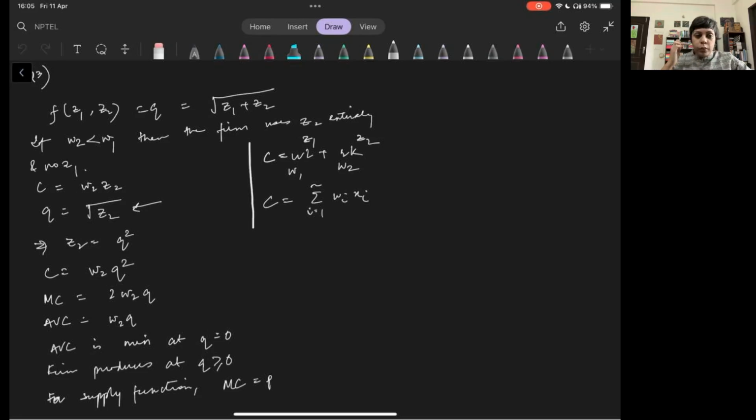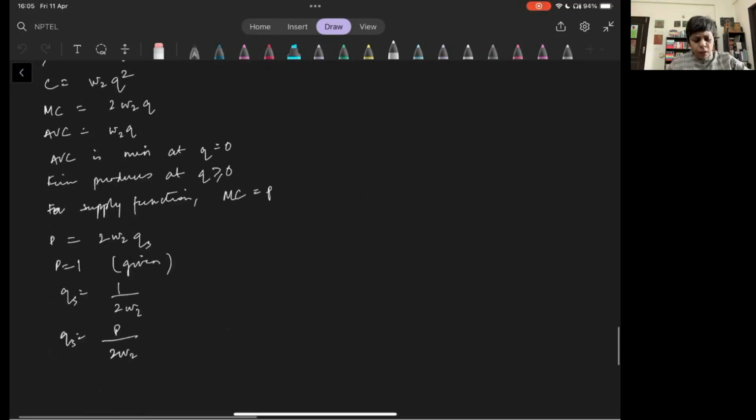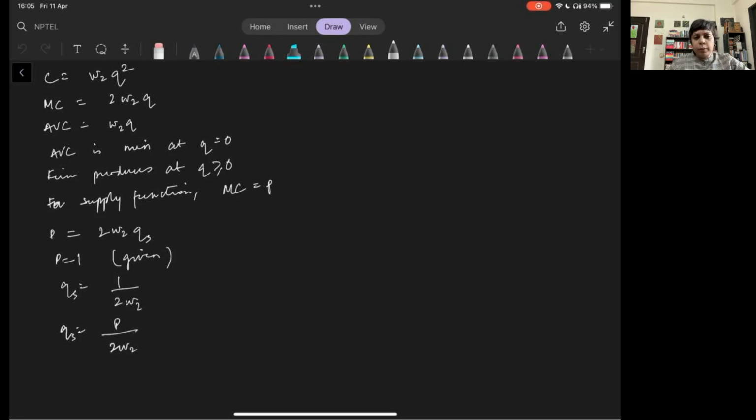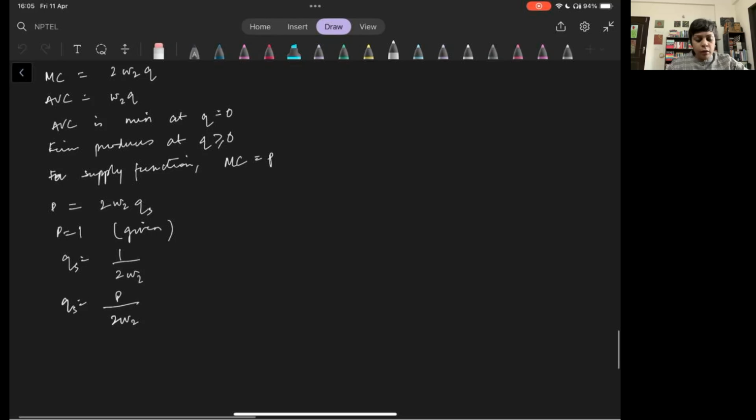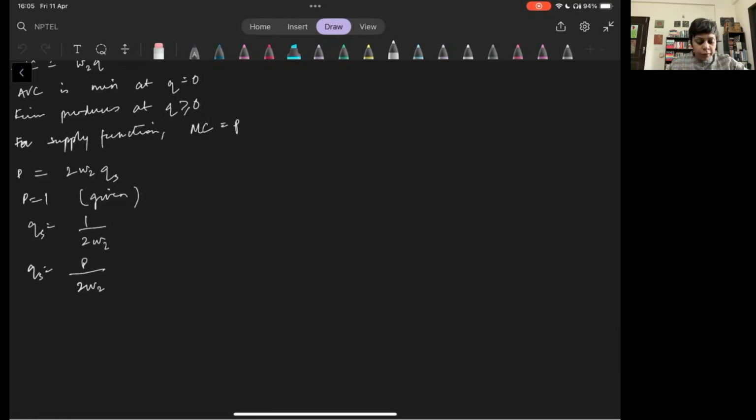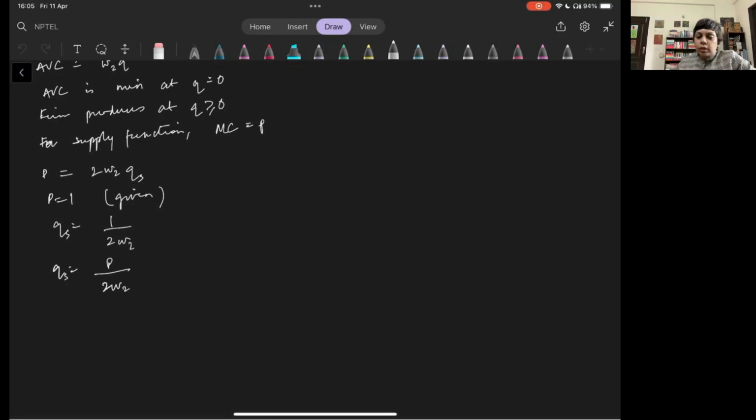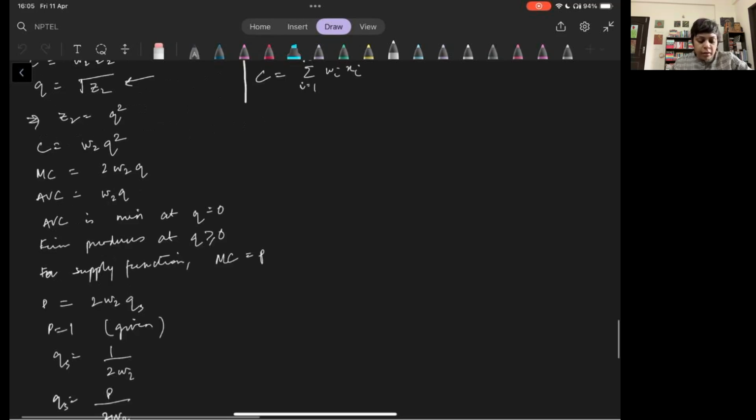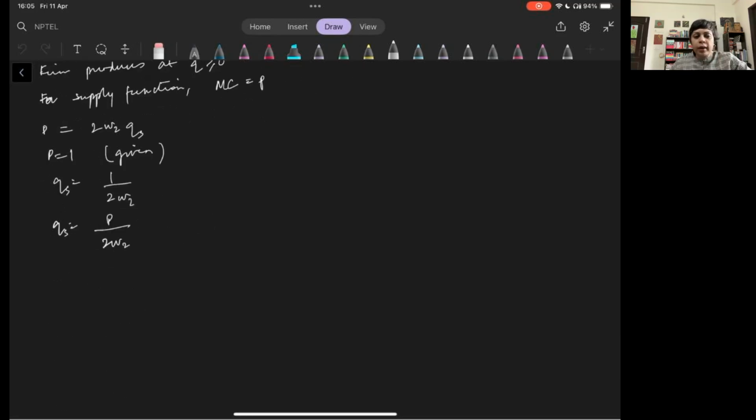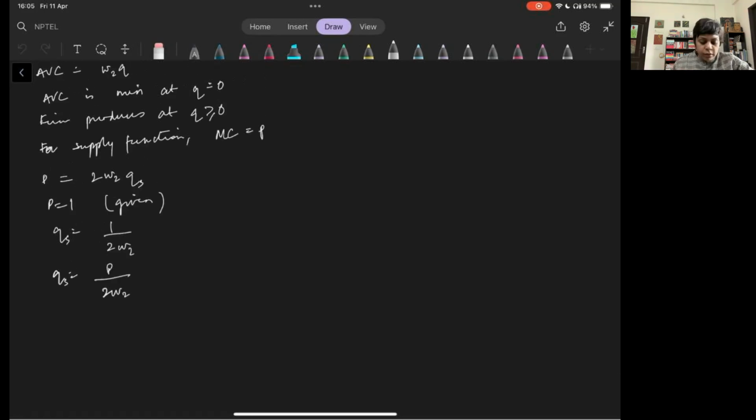And then all we do is we replace the value of Z2 in the cost function, and we calculate the marginal cost, average variable cost, and so on and so forth, to check for when the firm will be operative. And the supply function is nothing but marginal cost equal to P. So we have the marginal cost function, we equate that to P. We rearrange the terms and we get Q in terms of P, or in this case P is 1. So Q is just expressed as 1 upon 2 W2. Okay, this is where we left things in the previous class.